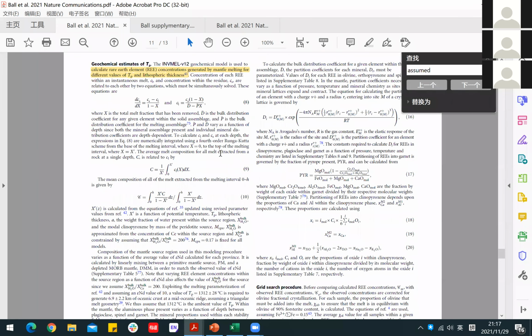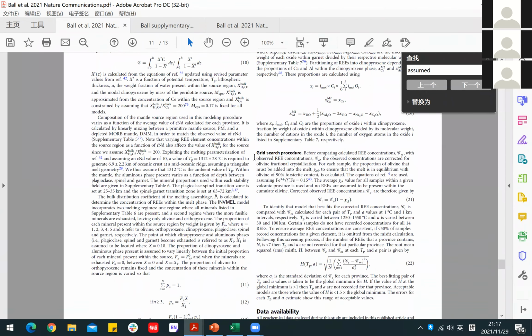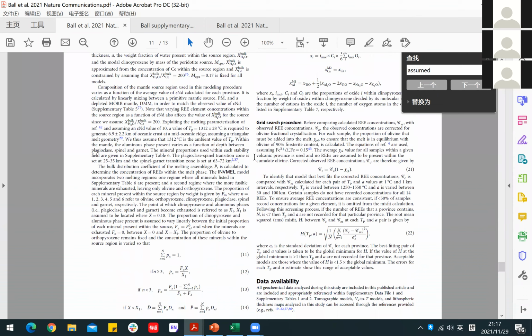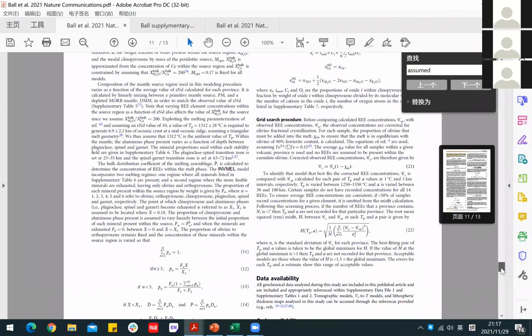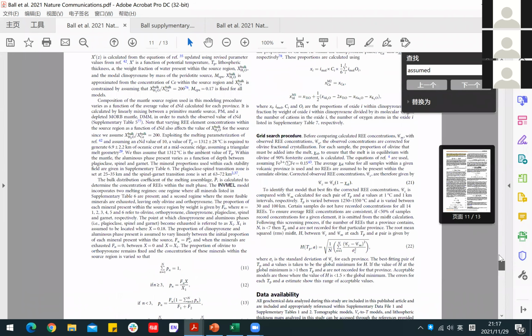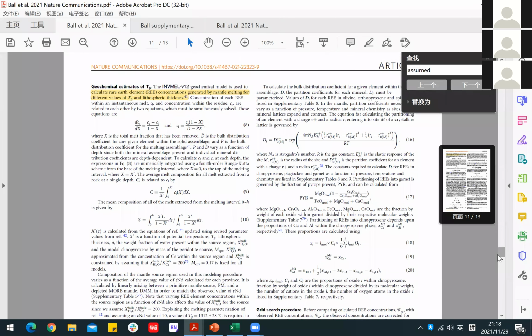Because if you want to find a barometer, I don't think REE is used for any barometer. REE are only used as a thermometer. Okay. But they are searching two parameters. One is potential temperature. The other is the lithosphere thickness. So they got some depth information from the observation, which is REE.